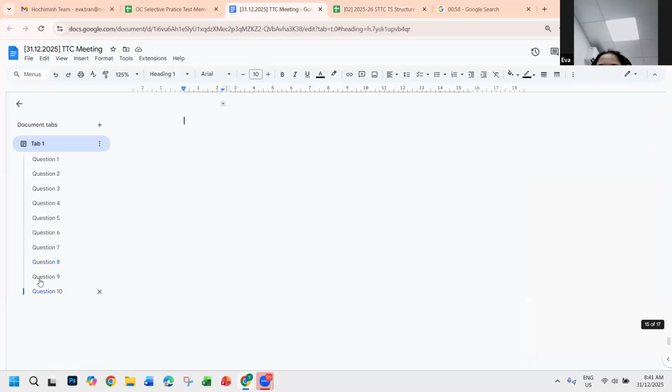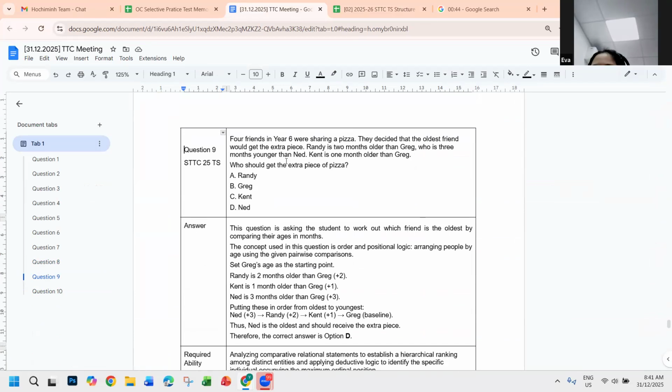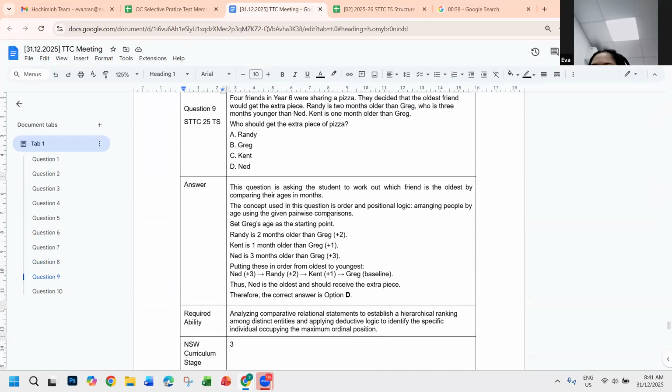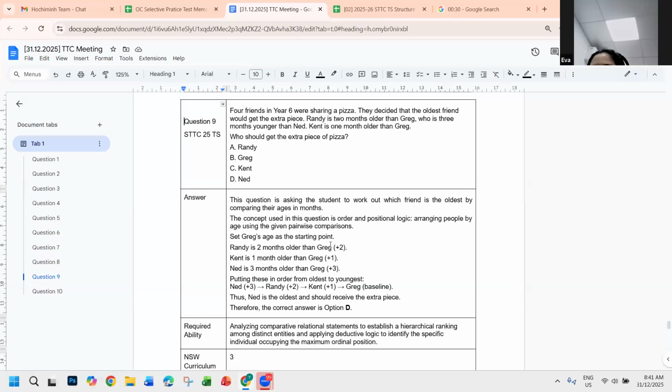Question number 9. Four friends are sharing a pizza, and they decide that the oldest will have the extra piece, and we have the following clues about the age. We have to find the person who gets the extra piece of pizza. We take Brett's age as a starting point. Randy is 2 months older than Brett, so Randy will be Brett plus 2. Ken is 1 month older than Brett, so Ken will be Brett plus 1, and Ned is 3 months older than Brett, so Ned will be Brett plus 3.